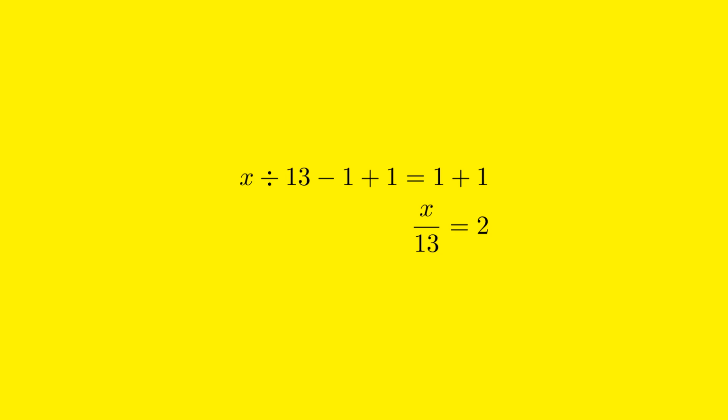In order to isolate the term with the variable x, we need to remove the number 1 from the left side of the equation. To do this, we will add 1 to both sides of the equation. Adding 1 to both sides ensures that the equation stays balanced.